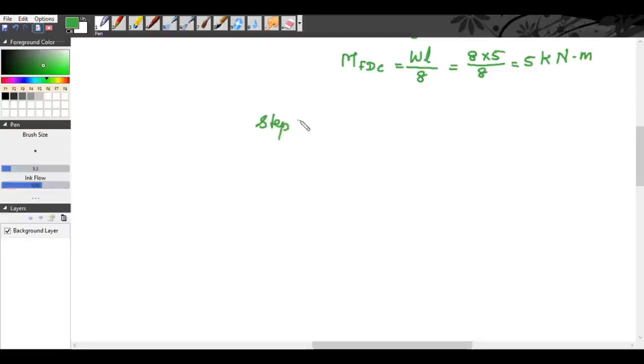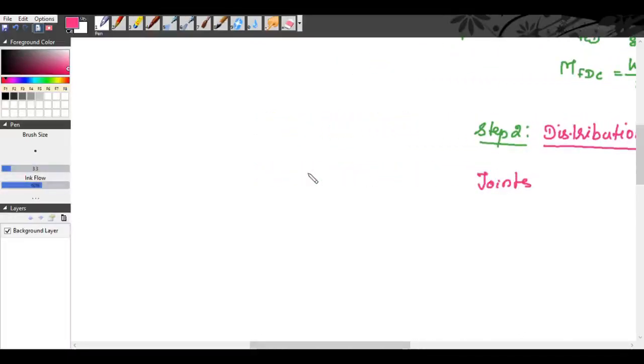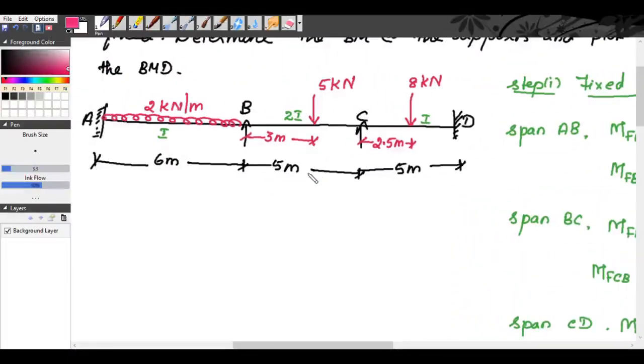So step 2, we have to find the distribution factors. For finding the distribution factors, you have to open a tabular column. For that, first you have to consider the joints. Here, how many joints are there? Looking at the diagram, we have joints B and C. A and D are end fixed supports.